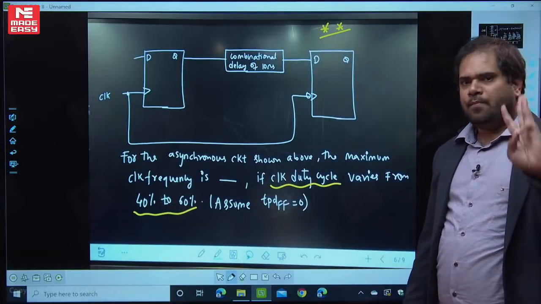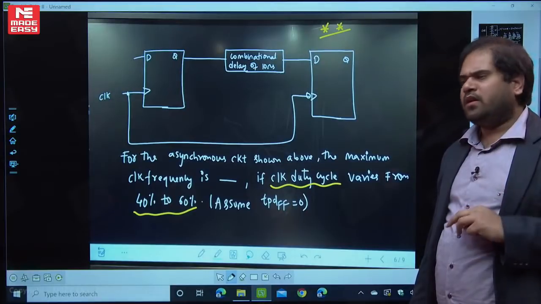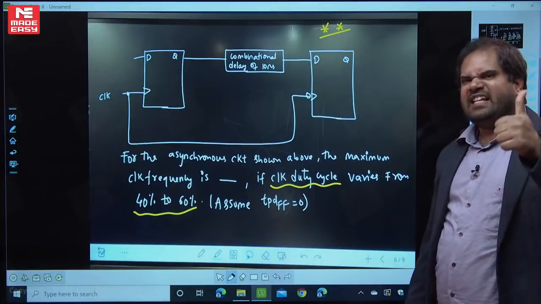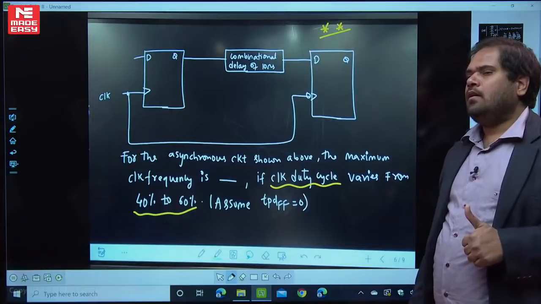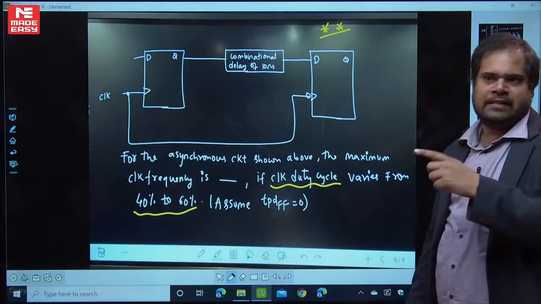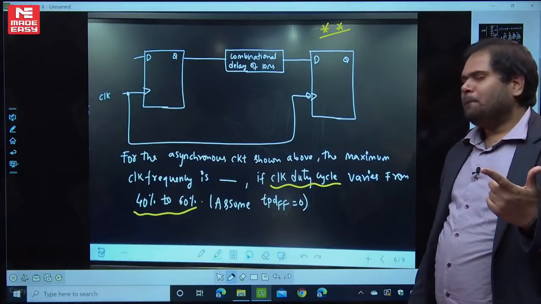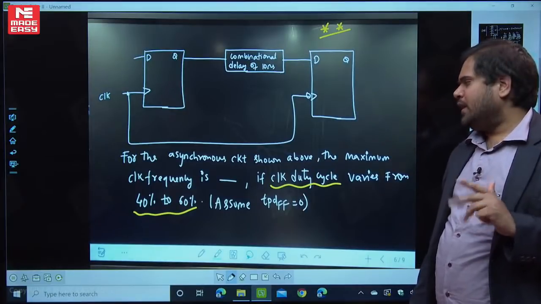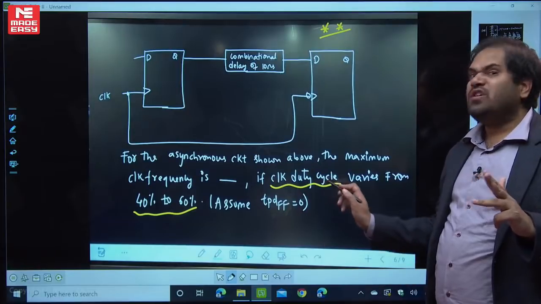3 important points here. What are the 3 important points? 1. It's an asynchronous circuit. Why asynchronous? The same clock is connected. I'll tell you why this is asynchronous. Second, he's asking for the clock frequency. Third, he's telling the duty cycle of the clock.